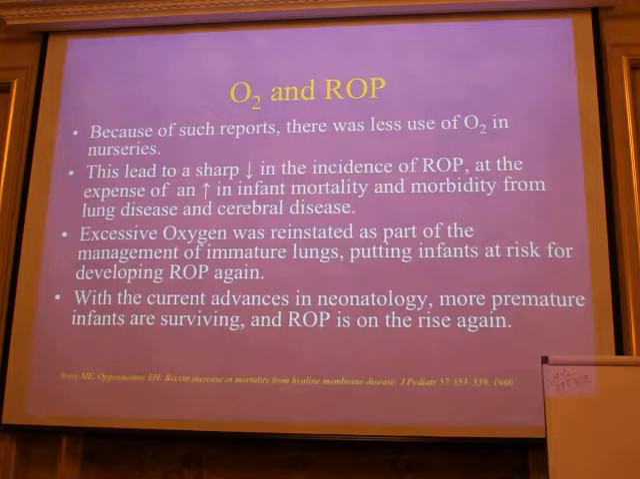Now, because of such reports, of course, there was less use of oxygen in nurseries, and this led to a sharp decrease in incidence of ROP at the expense of an increase in infant mortality and morbidity from lung disease and cerebral diseases. So oxygen had to be reinstated as part of the management. This would put infants at risk for developing ROP again. Now, with the current advances in neonatology, more premature infants are surviving and ROP is on the rise again.